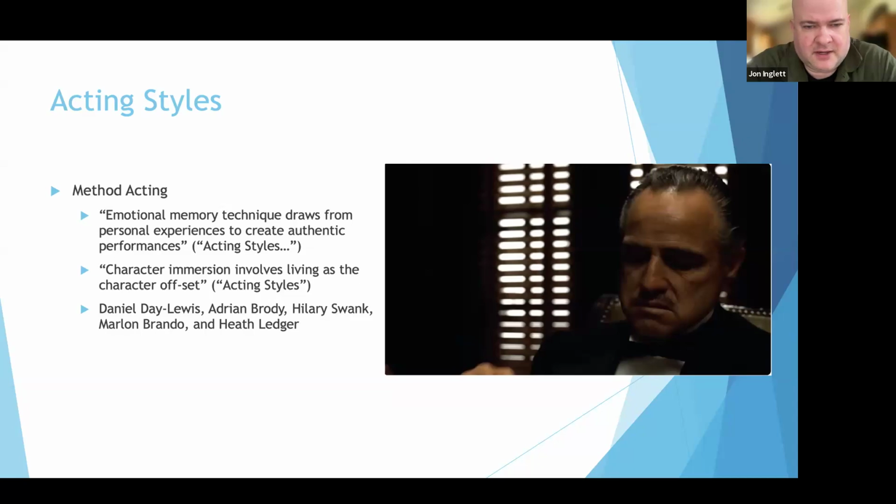So there are many examples of actors playing the same character offset. They remain in the part. Daniel Day-Lewis is known for doing this. He's the same person when he played Abraham Lincoln. He's Abraham Lincoln off the set and on the set. Method actors Daniel Day-Lewis, Adrien Brody, Hilary Swank, Marlon Brando, and Heath Ledger are good examples.